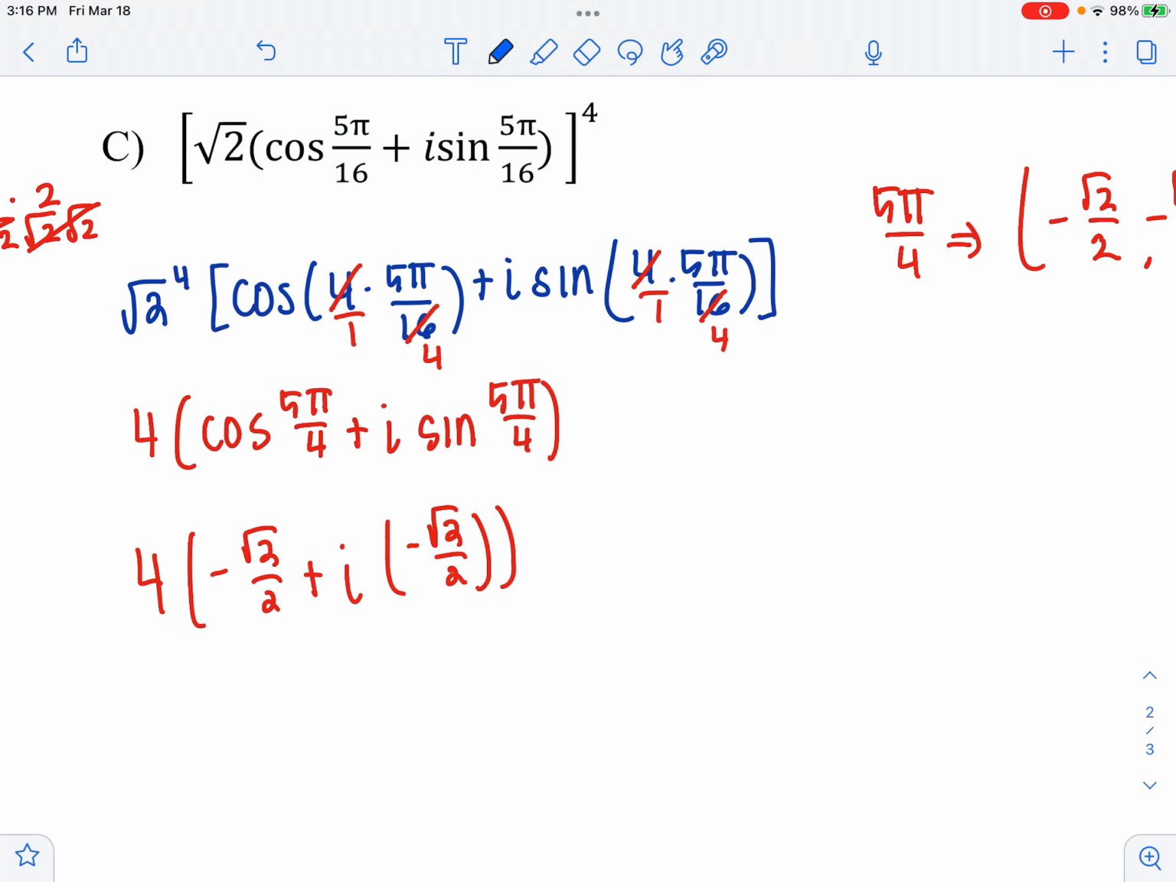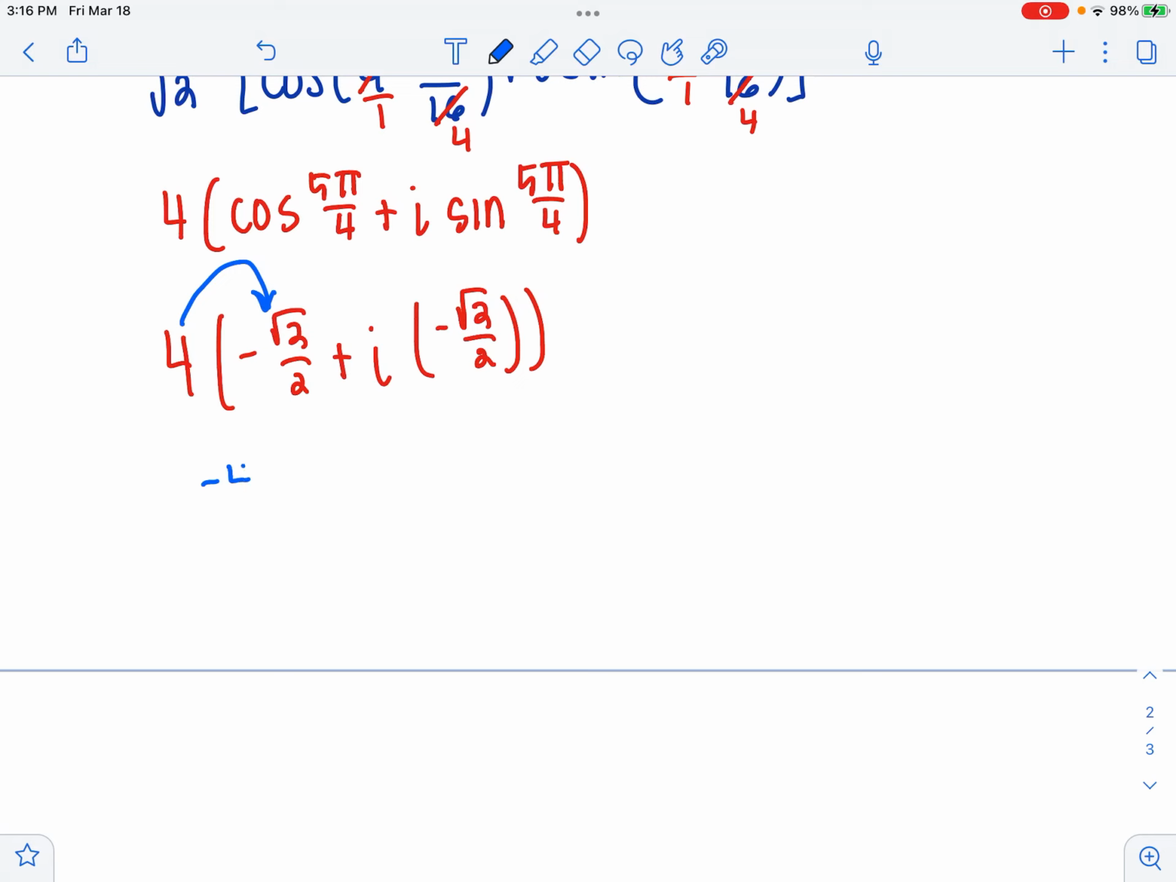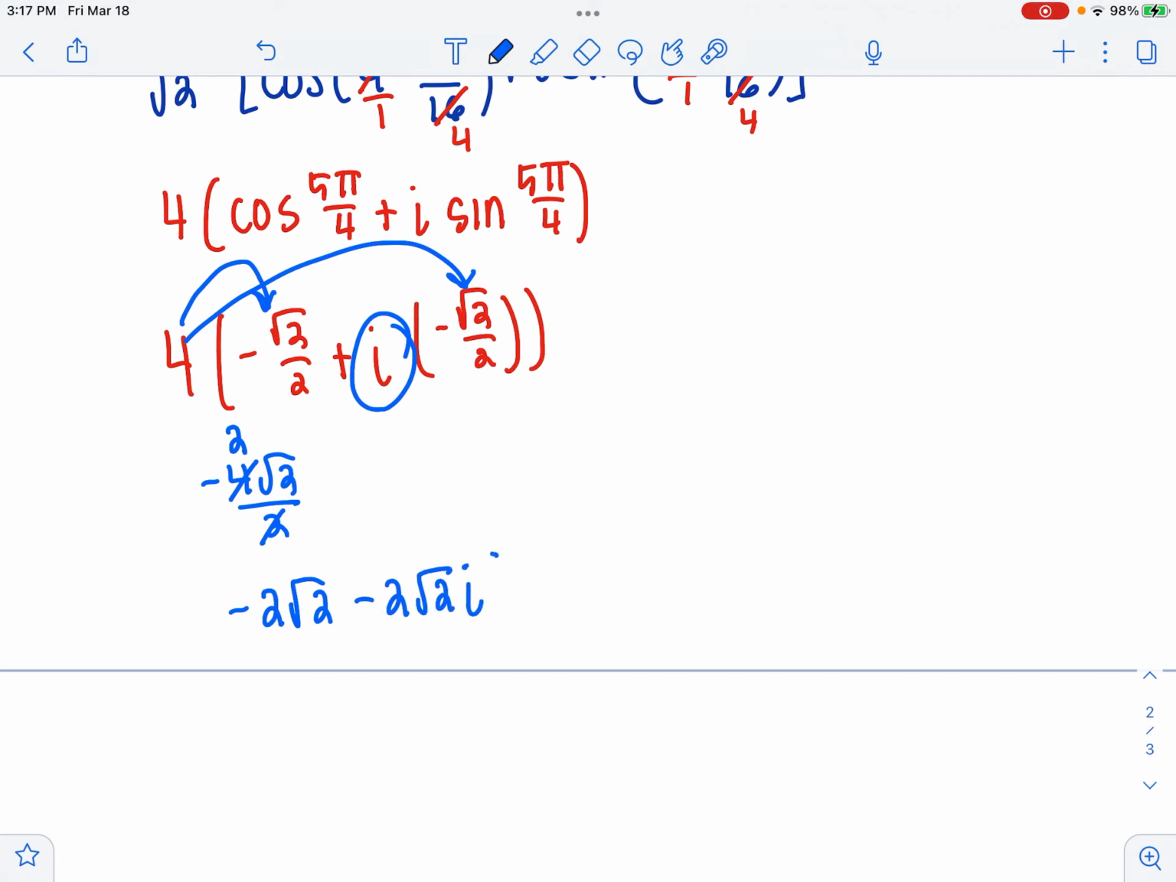All right, time to distribute, and I'll be in a plus bi form. So 4 times -√2 is -4√2, and then I have to divide that by 2. Notice that this right here is simplifiable. 2 goes into itself once, 2 goes into 4 twice. So this actually becomes -2√2. Distribute the 4 here, the same thing happens, but I have i in that answer. So -2√2 i. And there's my final answer. All right, that's it.